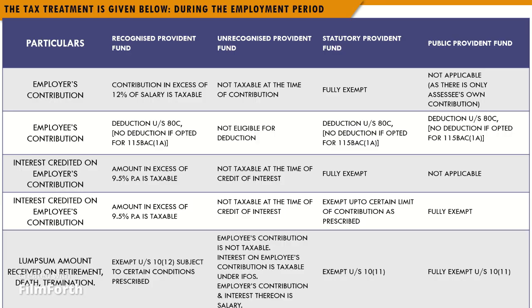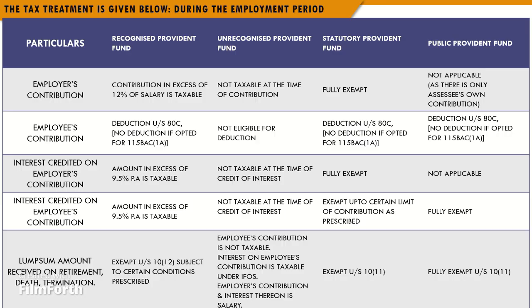Interest credited on the employee's contribution amount in excess of 9.5% per annum is taxable as salary under Section 17(1). Interest credited on contribution by such person or employee, amount withdrawn on retirement or termination, is exempt under Section 10(12), subject to certain conditions. I have given a detailed explanation in the next slide, so don't skip the video.